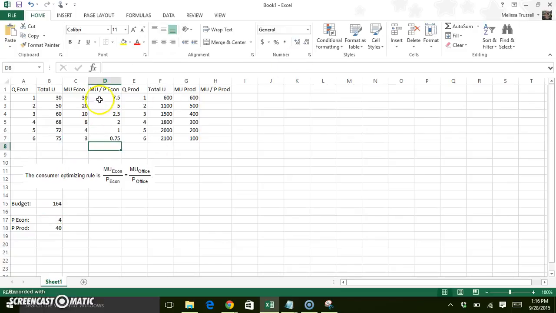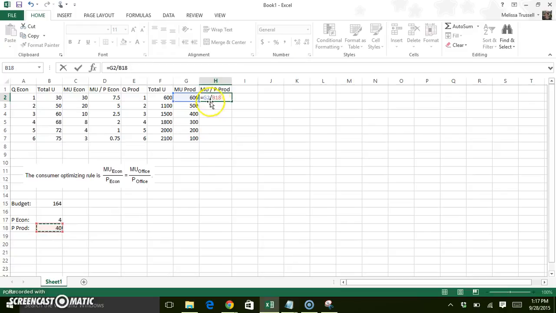Okay, so I have that for my econ subscriptions, and I just have to do the same thing over here for my productivity subscriptions. So I'll do my marginal utility, which is 600, divided by the price of my productivity apps, which is 40 down here. And actually, just because I'm in Excel, I can put in these dollar signs so that it will always refer to that same price cell. And then I can just copy that formula down in the rest of my table here to make it fill in. Or you could do it the way I did the other column.